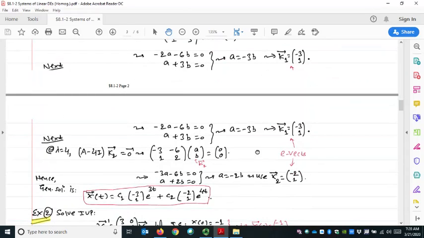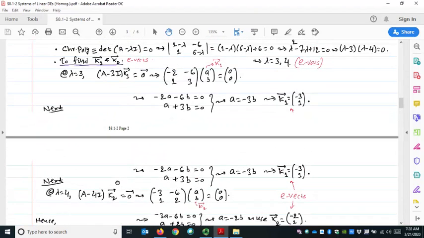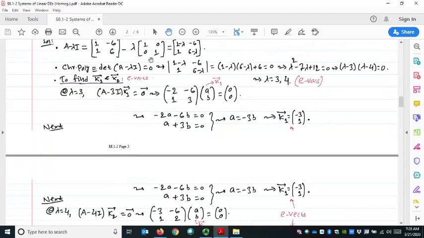Let's move on. Similarly, for lambda equals 4, solve A minus 4I times vector k2 equals vector 0, where k2 is the corresponding eigenvector for lambda equals 4. So again, I'm substituting lambda equals 4 here. So 1 minus 4 is minus 3. Keep negative 6 as it is. Keep 1 as it is. 6 minus 4 is 2.